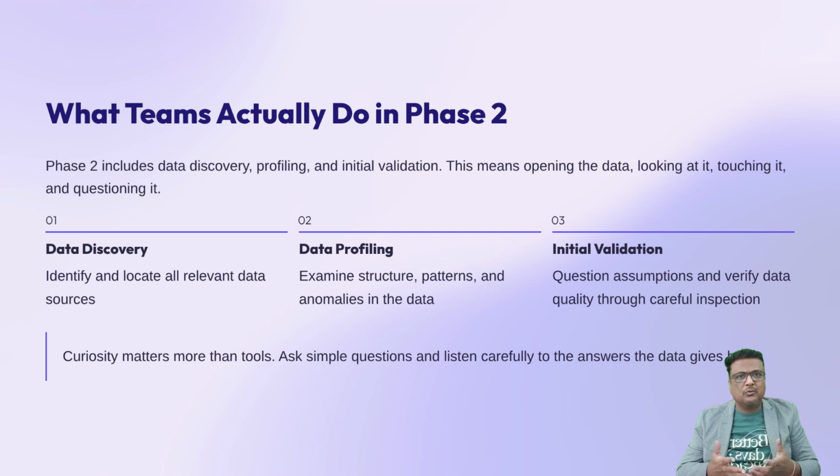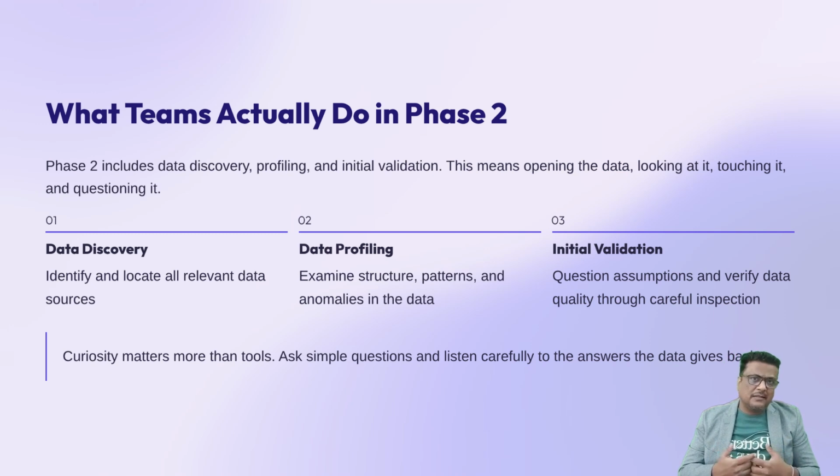Phase 2 includes data discovery, profiling, and initial validation. In everyday language, this means opening the data, looking at it, touching it, questioning it. You might have seen teams assume column names tell the truth. They don't always. I once saw a column called customer age. Half the values were blank, and some customers were listed as 147 years old. That single column told us more about data quality than any report.